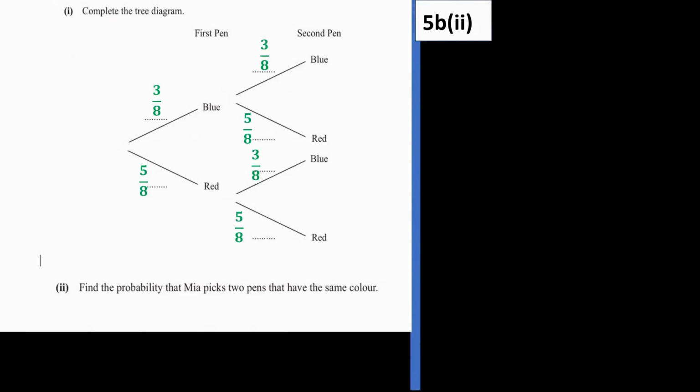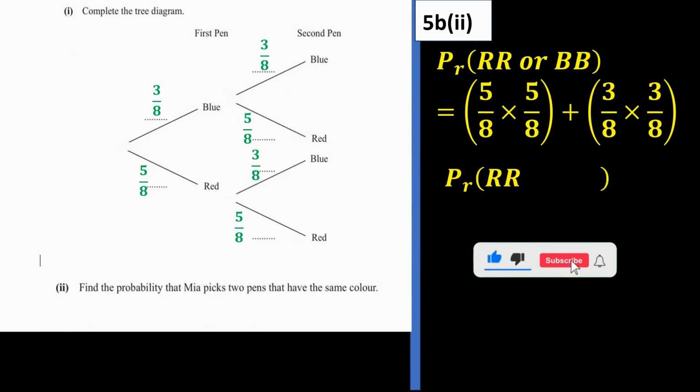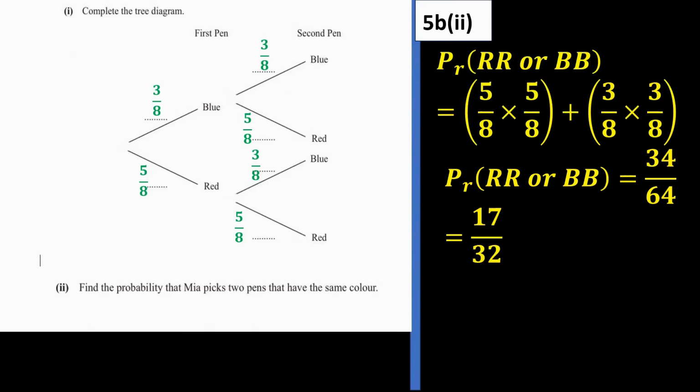And then the B part says find the probability that Mia picks 2 pens that have the same color. What does it mean? So it's either red or blue. If the first is red and the second is red, 5/8 times 5/8, or the first is blue, 3/8, and the second is blue, 3/8. All together, it's going to give us 34/64. That's 25/64 plus 9/64, which gives us 34/64. And when this is brought to the simplest form, we have 17/32.